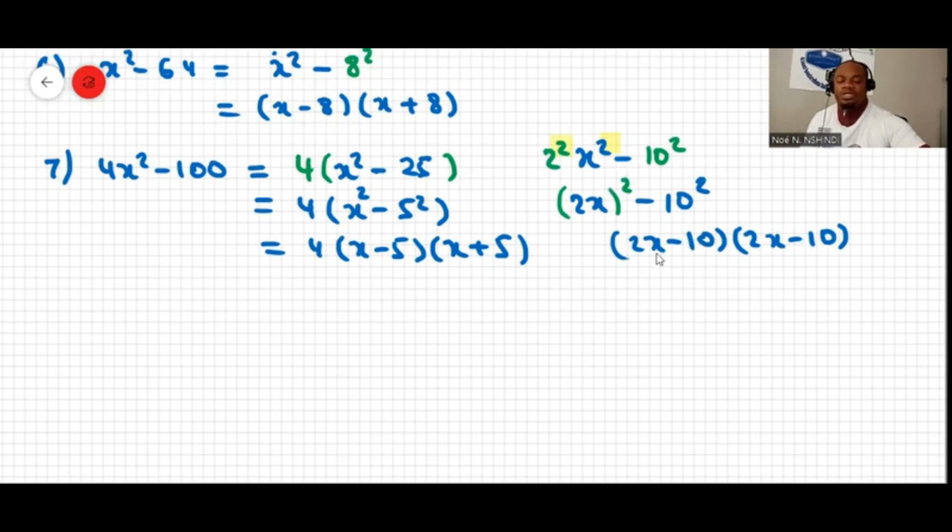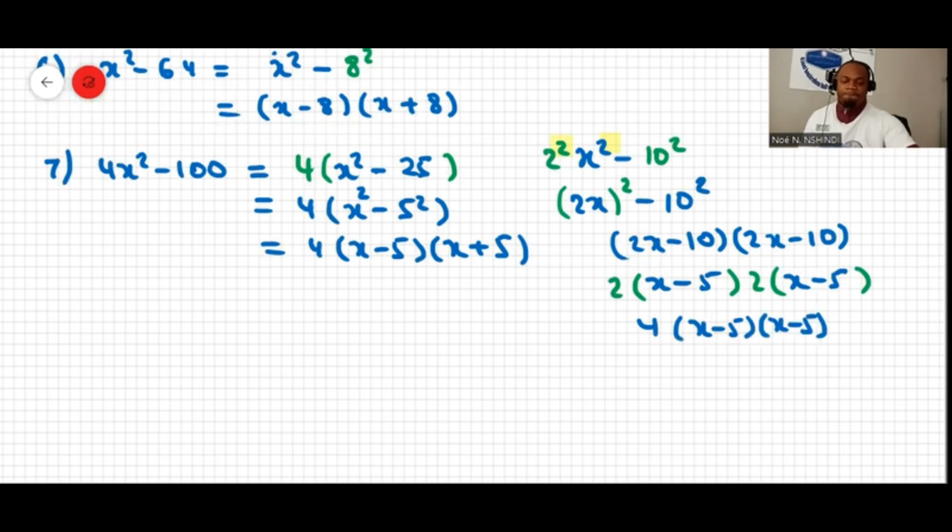Because 2 and 10 have common factors on both sides, we can take 2 as a common factor here and 2 there also. And that's x minus 5 and then x plus 5. And then 2 times 2 here makes 4. So we have 4 times x minus 5 and x plus 5. This is another way, but I prefer to do it the first way.